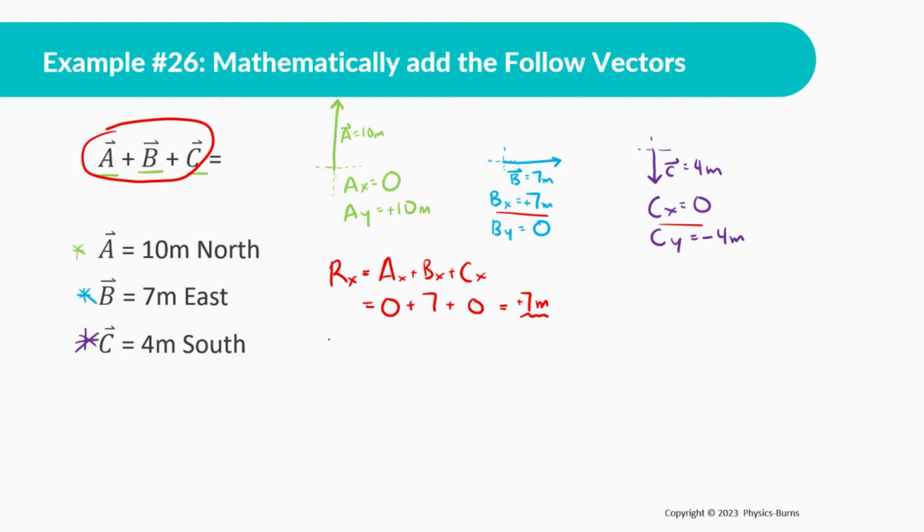Now I'm going to find the resultant vector in the y direction. Same thing: A sub y plus B sub y plus C sub y. So adding all the vectors in the y direction, we have positive 10 plus 0 plus negative 4. I like to put everything as plus and then negative, but you could also just do minus 4, same thing. And then we get 6 meters. I'll put positive right there as well. Okay, so that's what we did. We found what the total is in the x and the y.